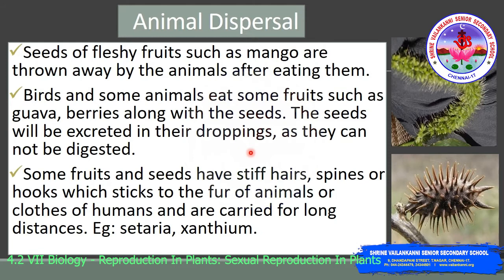While some fruits and seeds have stiff hairs, spines or hooks which stick to the fur of animals or to the clothes of humans and are carried for long distances and are dispersed. Examples are Setaria and Xanthium.